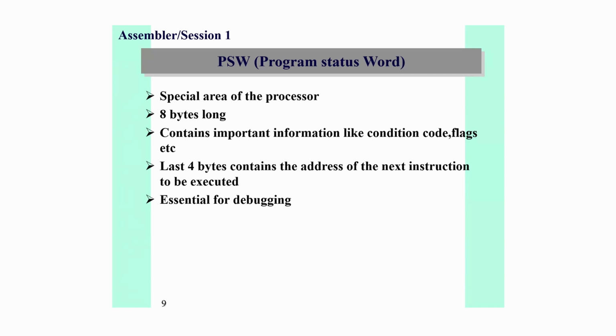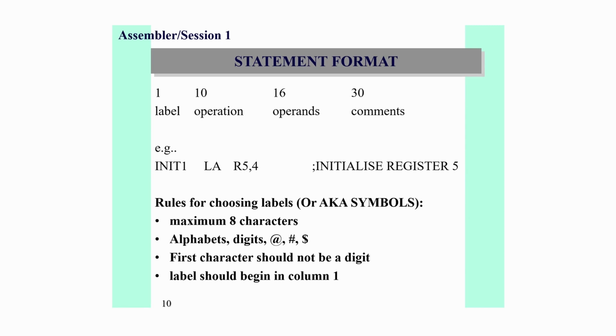And it also contains a condition code. Suppose we are making a comparison, it will hold the result of the comparison. So that is the main function of the PSW. All of you might have heard of the PSW at some point of time. Okay, we will come to the format of the assembler statements.